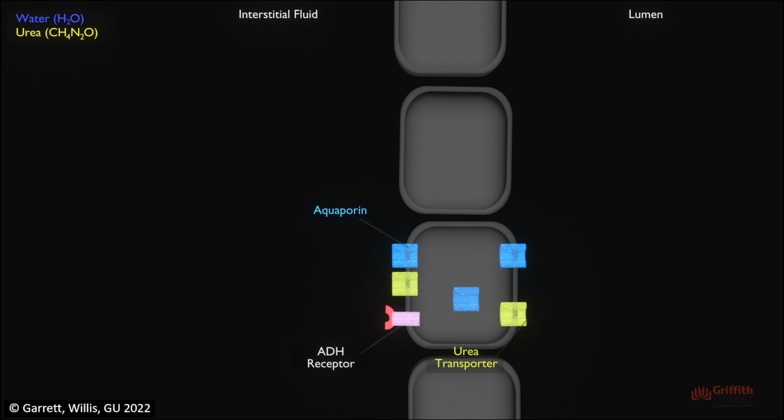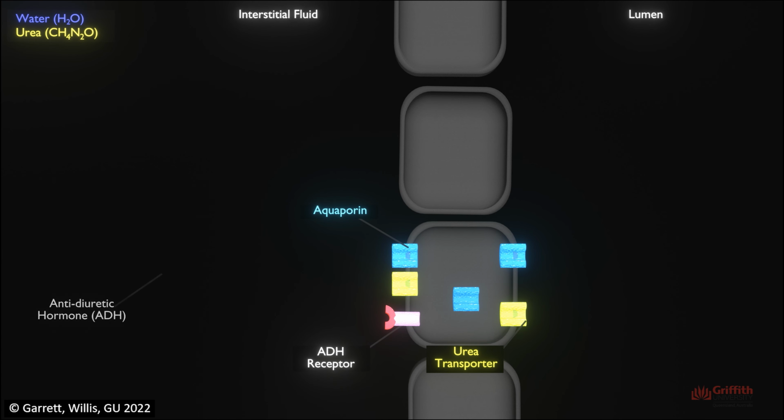The second is anti-diuretic hormone, which causes an increase in the synthesis and insertion of aquaporins into the principal cell's apical membranes. An increase in aquaporins increases the amount of water removed from the collecting duct, pulled by the hypertonic interstitial fluid. Anti-diuretic hormone also increases urea recycling, which strengthens the medullary osmotic gradient, causing the further concentration of urine.